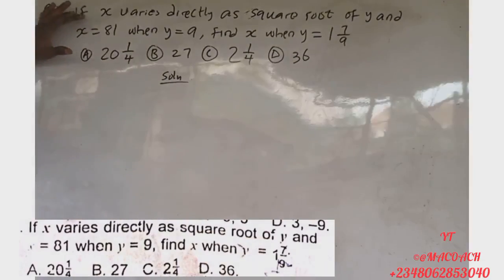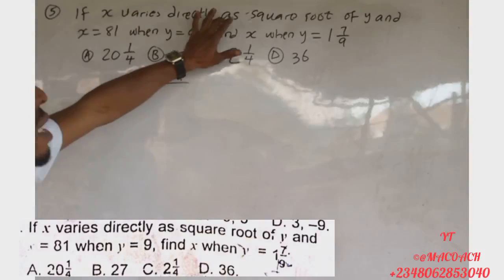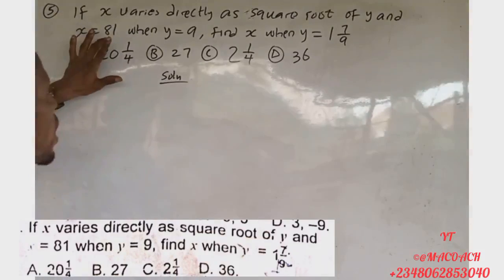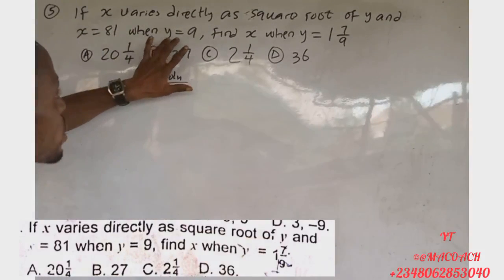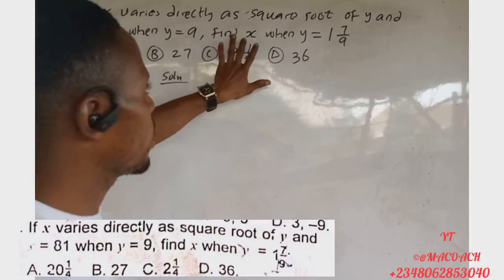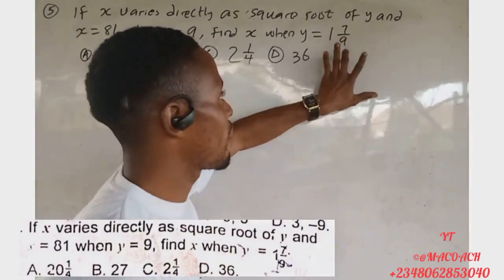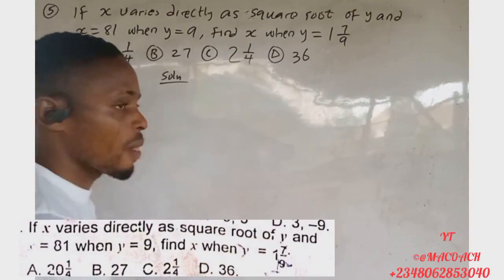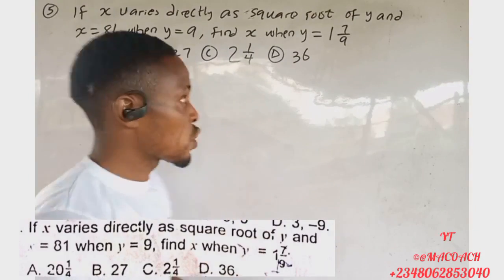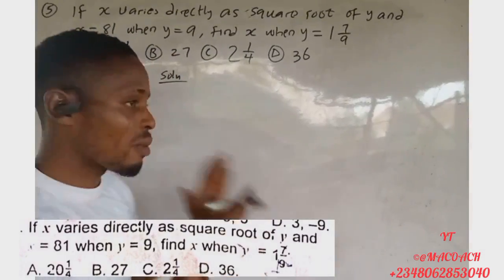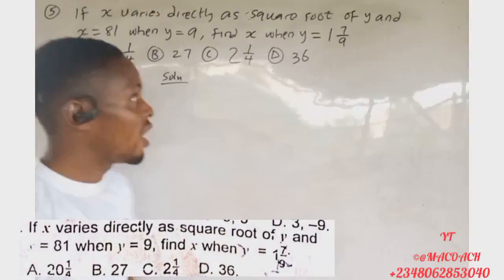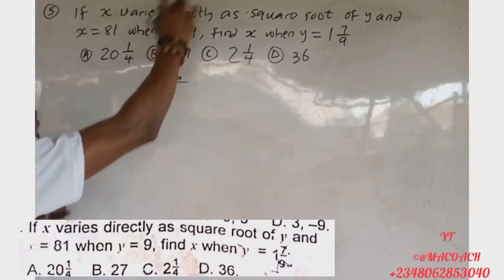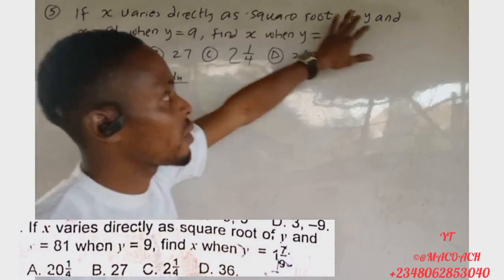If s varies directly as the square root of y, and s is equal to 81 when y is equal to 9, find s when y is equal to 1/7 over 9. And here we have our options. How do we solve this question? The first thing to come to your mind is to remember the topic. This one is a variation, and here we have a direct variation, because s varies directly as the square root of y.